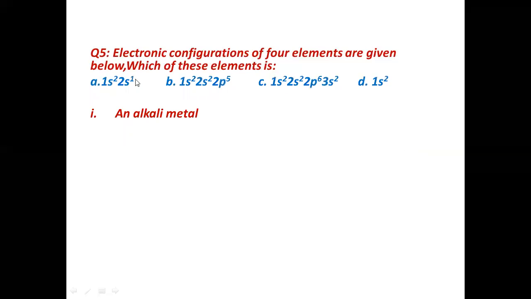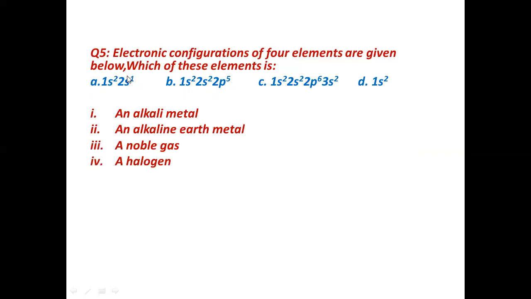Question number 5. Electronic configurations of 4 elements are given below. Which of these elements is an alkali metal? Having 1 electron in the outermost shell, A is the alkali metal. And the alkaline earth metal has 2 electrons, so this D is the alkaline earth metal. Halogens have 7 electrons, so 5 plus 2 is 7. And noble gases have 8 electrons in their outermost shell, so 6 plus 2 is 8 will be the noble gases.